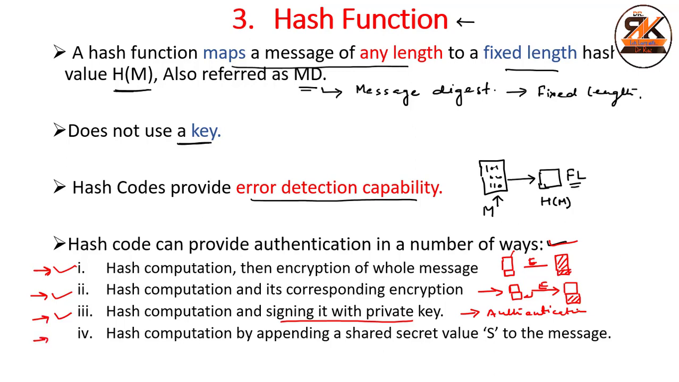Okay, and then we have hash computation by appending a shared secret value, maybe S, or sometimes it is referred to as key K, to the message. So what we are going to do is we are having a message and then we are appending some secret value to it, and then we are transmitting. Okay, so this is how the hash codes can provide authentication to the message in a number of ways.